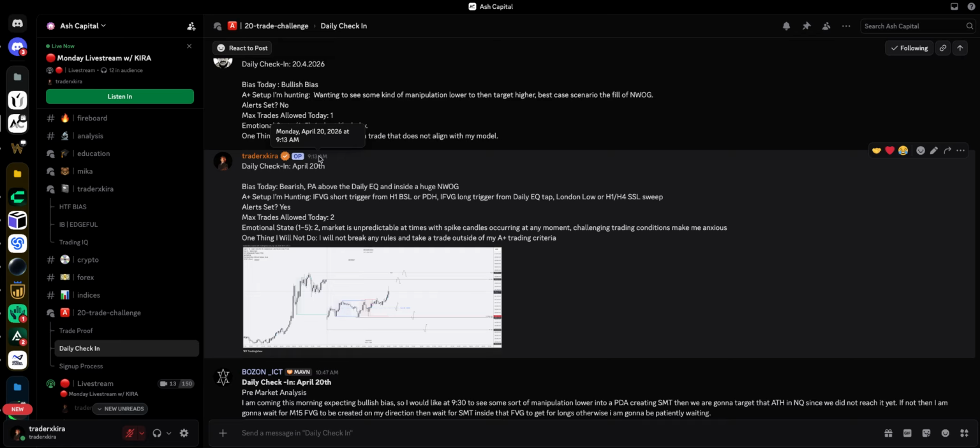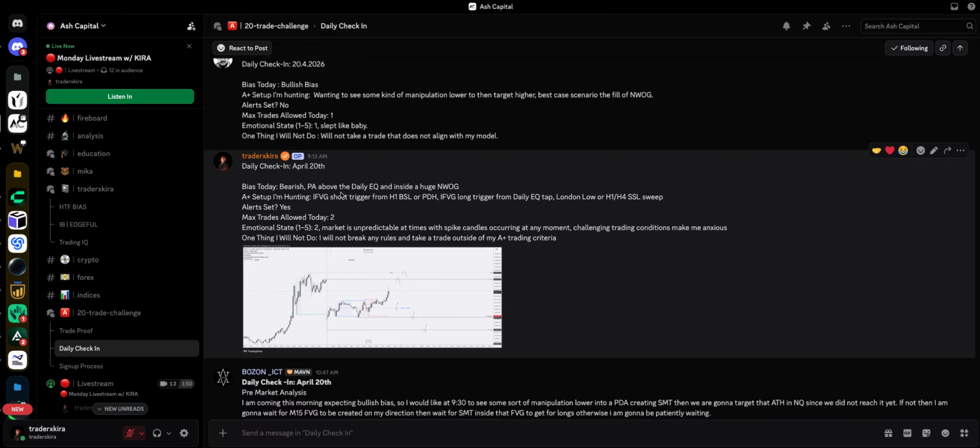The only way you get to logic is by having a plan. You've got to set that game plan well before price even opens for New York Open, right? So at 9:13, I already had a bearish bias. Price action is above the daily EQ. I use that daily EQ as a dynamic level to gauge whether I will be bearish or bullish. Premium and discount is how I view that level.